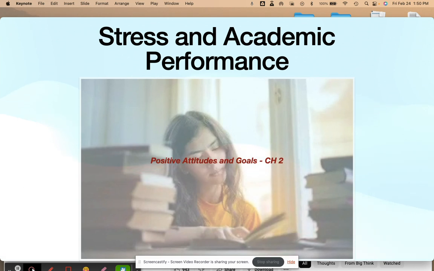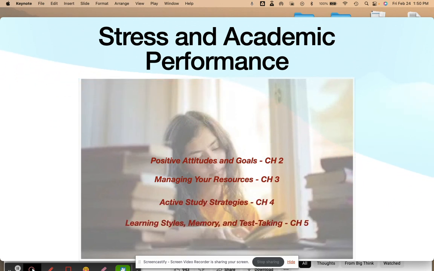In chapter 2, we'll discuss positive attitudes and goals. In 3, managing your resources. In 4, active study strategies. In 5, learning styles, memory, and test taking. And finally, in our last chapter that we'll cover in this course, chapter 6, creative thinking and decision making skills.